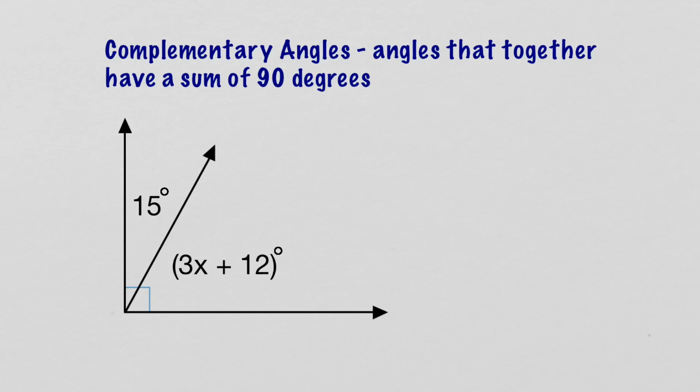Common mistake that people tend to make is they do it just like we did with vertical. With vertical angles, we made the two of them just equal to each other. Well, complementary angles are not equal to each other. Together they equal 90. So what we're going to do is take one angle plus the other angle, and say they equal 90 degrees together. And so I'll just fill in what those angles are. One of the angles is 15 degrees. The other angle is 3x plus 12.